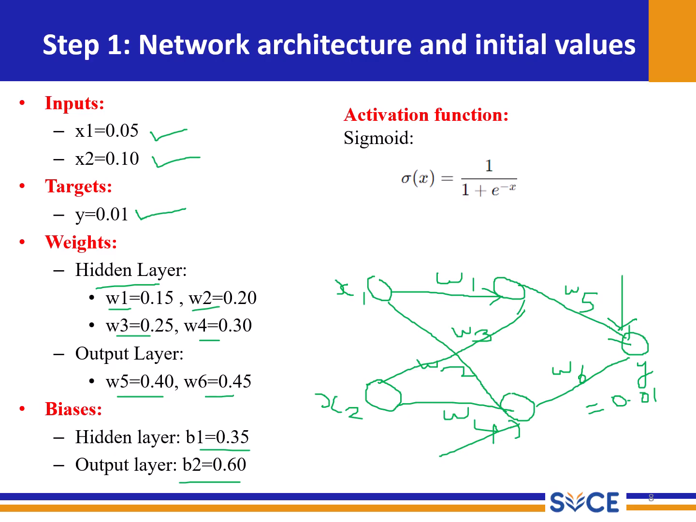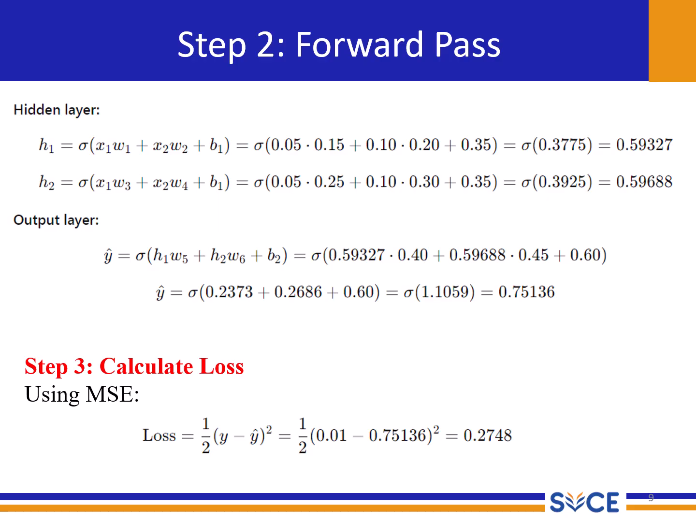Okay, these values are represented in the network like this. Then there is a forward pass in the neural network. In the forward pass, first this will compute the value for H1, that is the first node in the hidden layer. Here it uses the formula sigmoid of X1 multiplied with W1, added with the second input neuron X2 multiplied with W2, and the bias.